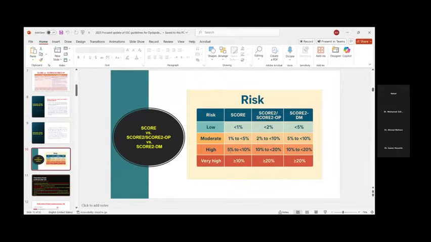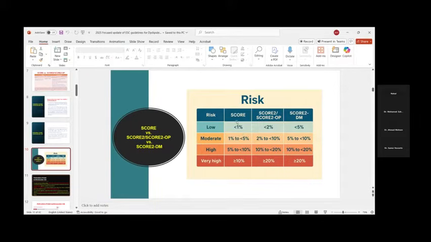This is a very nice comparison between the old SCORE system and the newer one, SCORE2 and SCORE2-OP, and the SCORE2-Diabetes, which is used in diabetic patients. Actually, patients are classified in 4 different risk categories, and we have different cutoff values for each risk category and in each score. In the old SCORE system, less than 1% is classified as low risk, from 1 to less than 5% moderate risk, from 5 to less than 10% high risk, and the very high risk was defined as SCORE 10% or more.